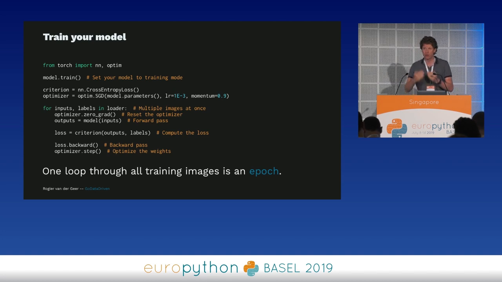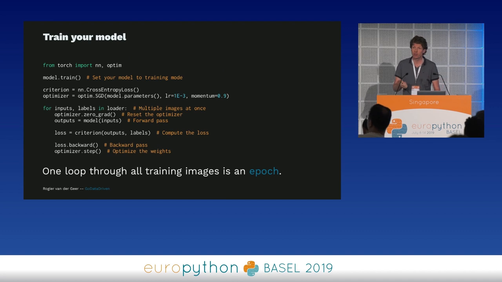backward through the network. So we calculate for each neuron how well it did on scoring your training images. And then in the end, when we know that, we can optimize the weights. And then every time we loop through all our training images, we call this one epoch. And you're going to do this quite a few times when you want a classifier that works a little bit well.